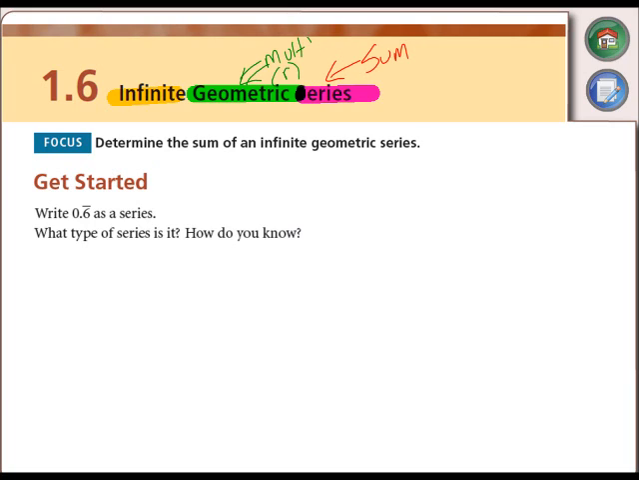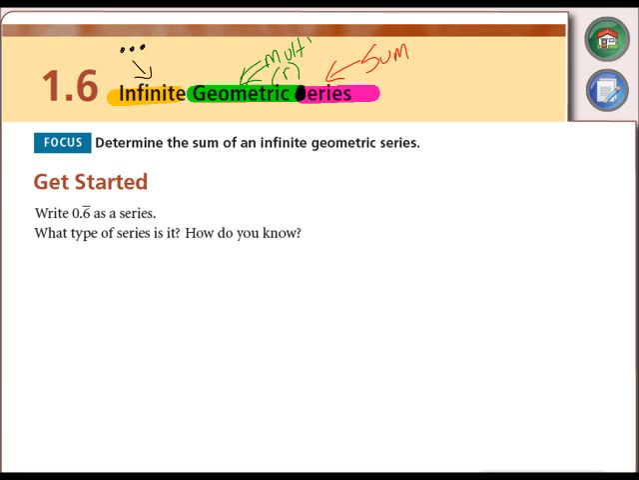And now infinite. This is telling us that we're going to have dot, dot, dot. The geometric series that we've done so far had an ending point. We stopped at a certain place. Now we're going to add up all the way to infinity. Ooh, sounds interesting.